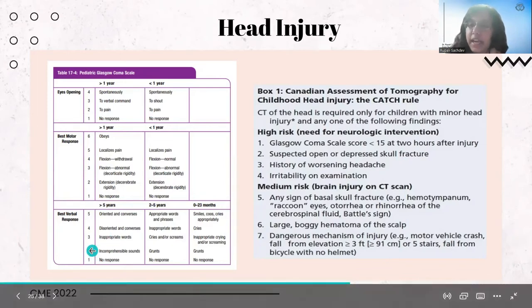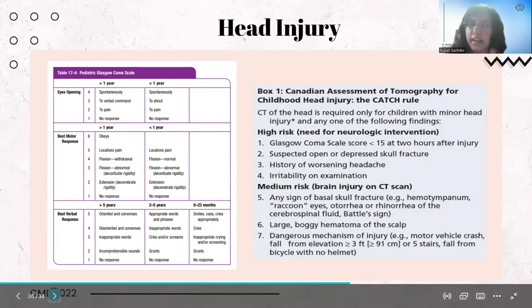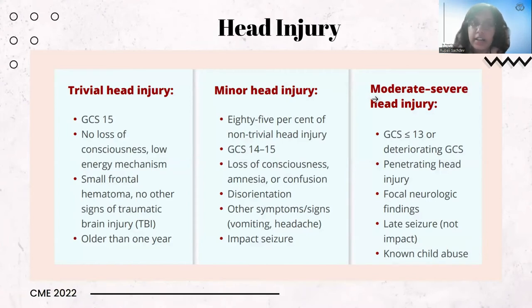And if it's a dangerous mechanism of injury, so they've fallen from a bicycle or they've fallen from a staircase and things like that. So this slide, again, very important. Trivial, minor or moderate severe head injury. Trivial: GCS 15, no loss of consciousness. Small frontal hematoma, but no other signs of traumatic brain injury.